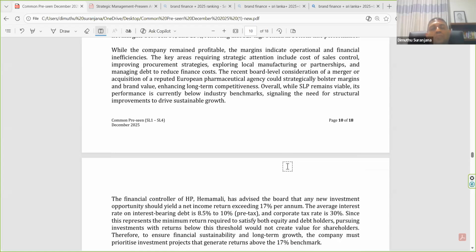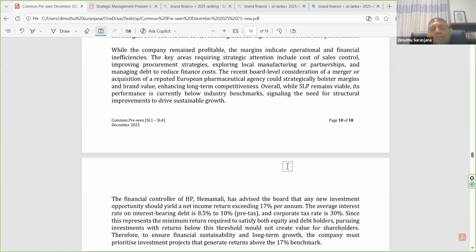The key areas requiring strategic attention include cost of sales control, improving procurement strategies, exploring local manufacturing or partnerships, and managing debt to reduce finance costs. These are some of the strategies available. We have to control the cost of sales.